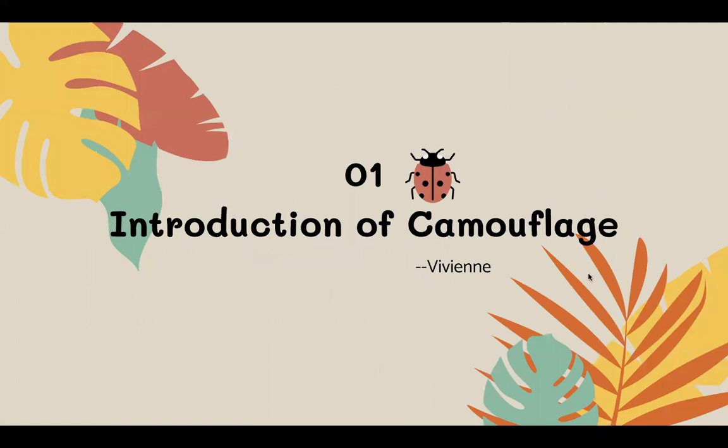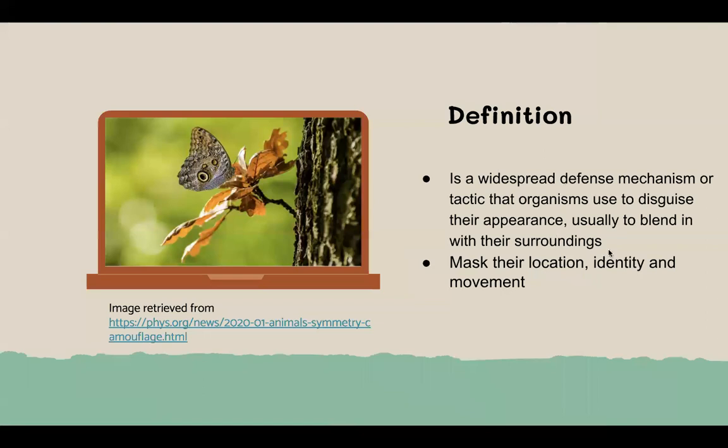So first, I'm going to have a brief introduction of camouflage. So camouflage is a widespread defense mechanism or tactic that organisms use to disguise their appearance, usually to blend in with their surroundings. Animals often use camouflage to mask their locations, identity, and movement.